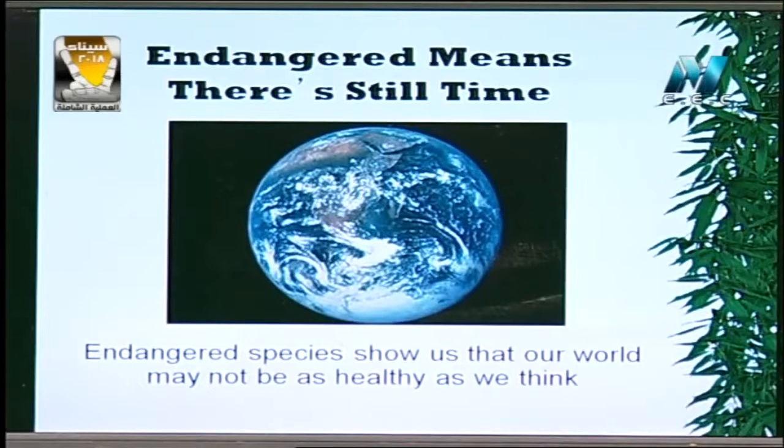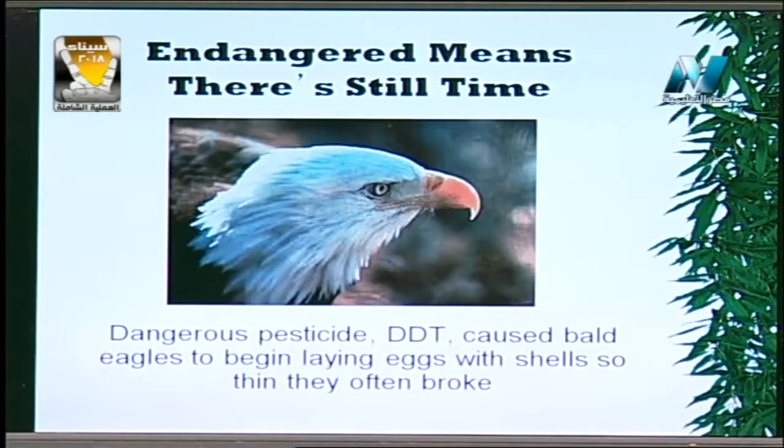As I told you, it is estimated that when one plant disappears, it can take with it up to 30 other species. One plant disappears, and 30 others go extinct with it, because they depend on each other. Endangered species show us that our world may not be as healthy as we think. So this means that really our planet is not as healthy as we think it is.